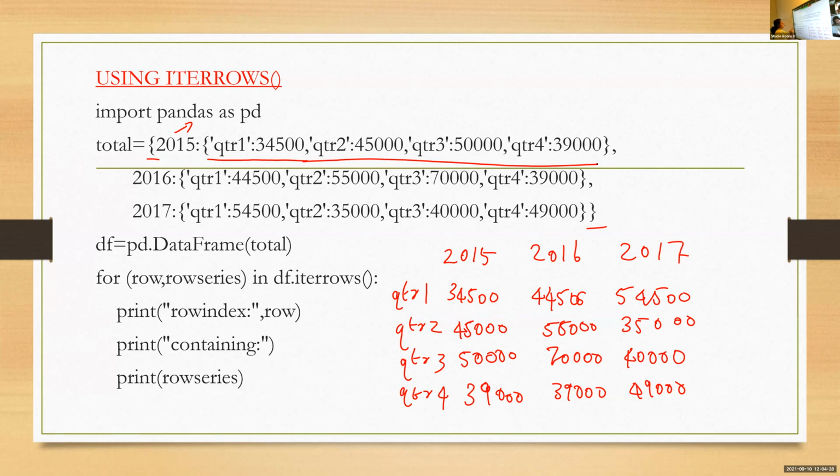So the rows are represented using a for loop. Within the brackets, first it is row, then row_series. Row is the index name, the row number or row index. Then row_series is a variable used for storing the first row value. This row is for representing the row name.